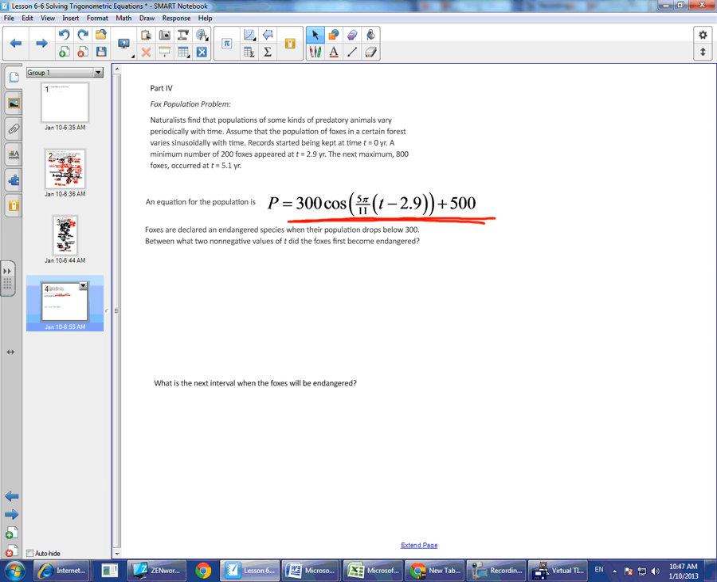So we have tools. Let's use those tools. And you could have used this similar process on some of the previous problems too. What I want to do is find out when the population is 300. So this is the equation I'm trying to solve.